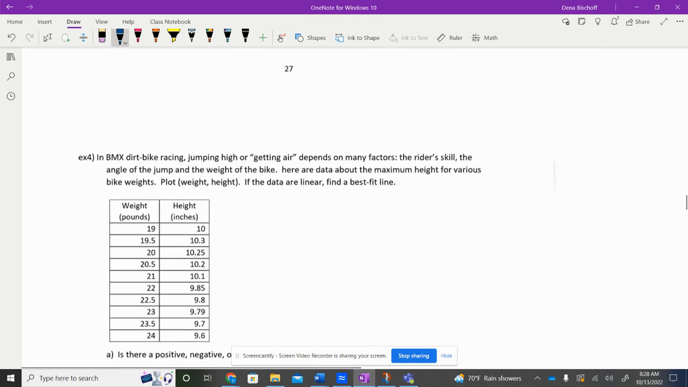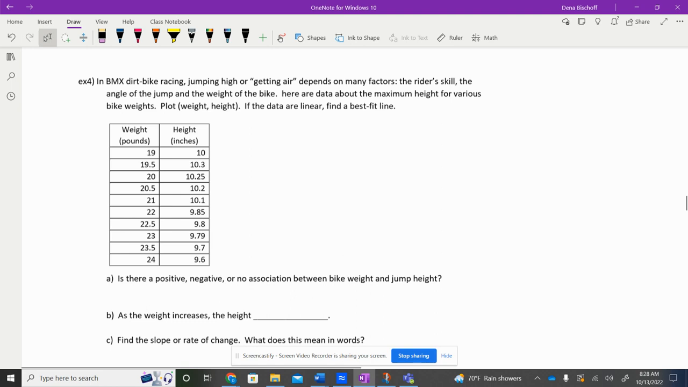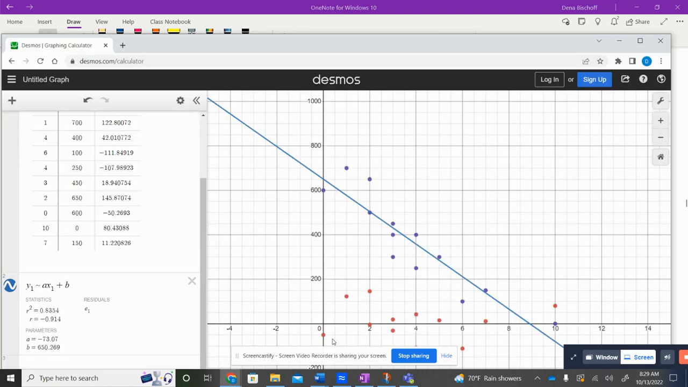Okay. Now we have another one that we need to build. So I want you to go back to Desmos, and we're going to do this table. This is a big data set. You should be able to save these. So I'm going to add a new one.